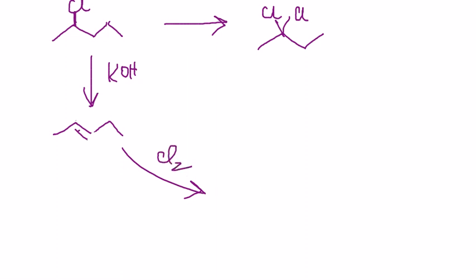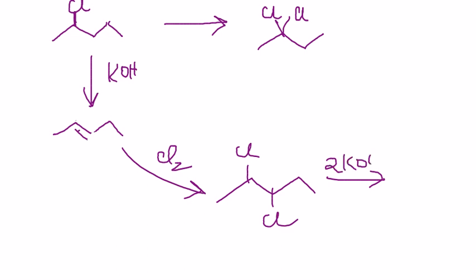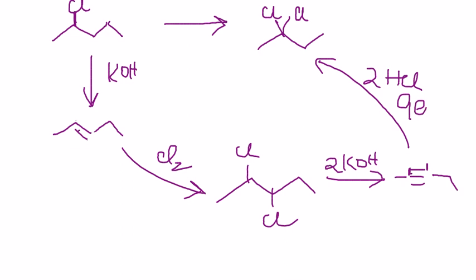So let's say you treat this with chlorine first, so that you end up with two chlorines on the product, and now subject that to two moles of KOH, and hopefully you can see that that's going to give you the alkyne. And now if you treat that with two moles of HCl, essentially H and Cl are going to add in a geminal manner. You're going to end up with the gem dihalide, and that will be your product.